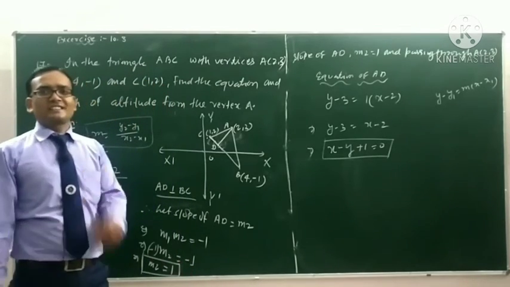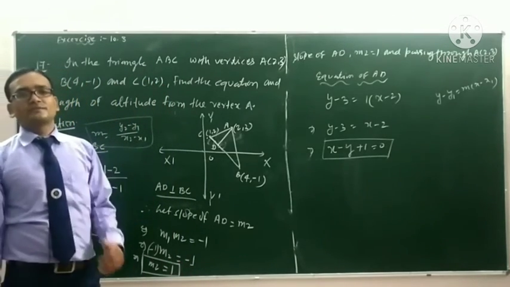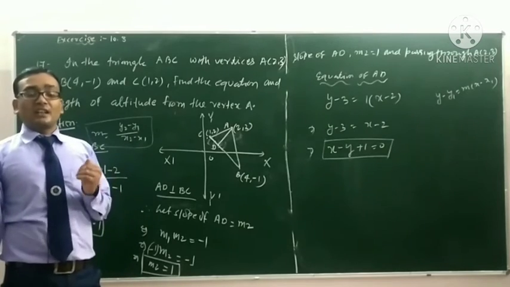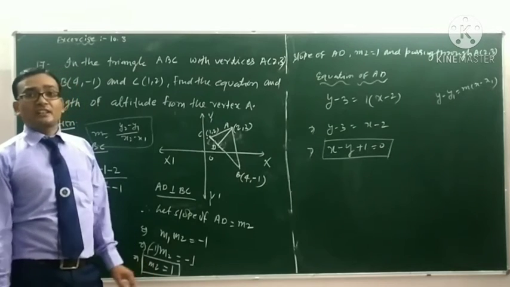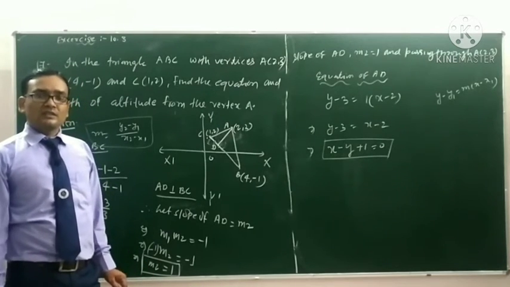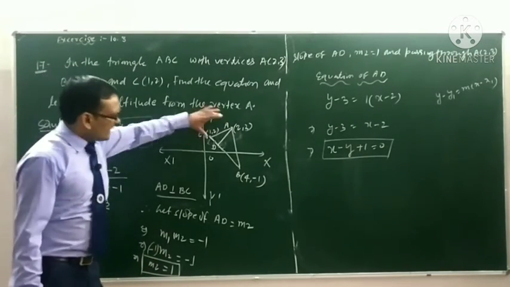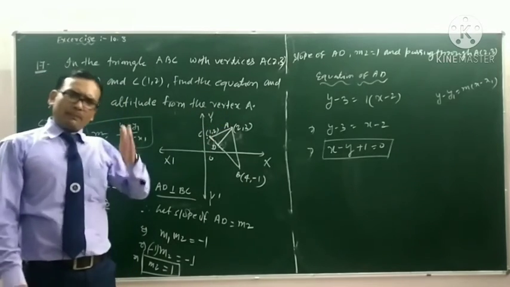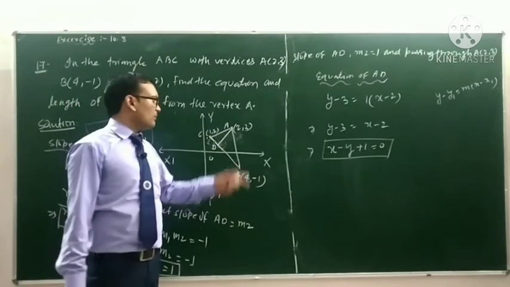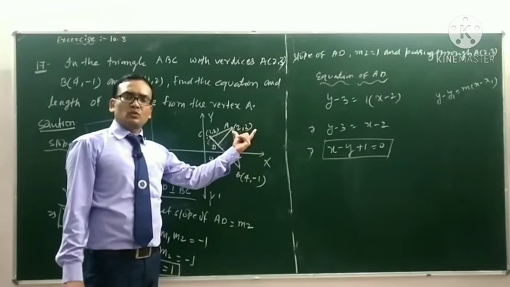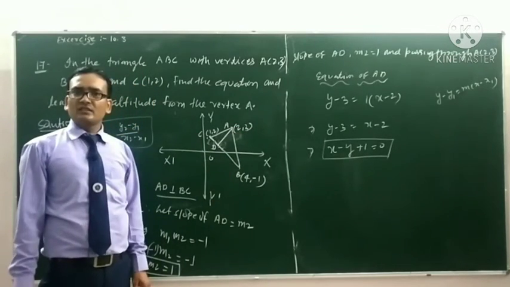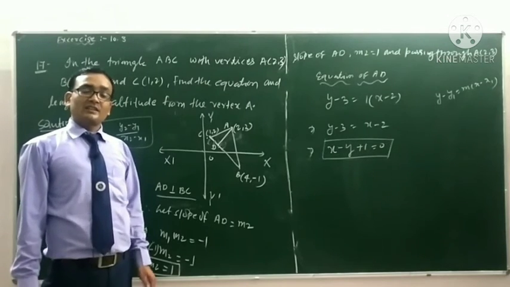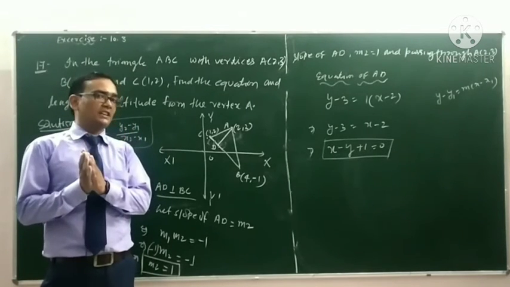Our next target is to find the length of the AD. Find the length of the AD. Here AD is the perpendicular distance from the point 2, 3 on the line BC. Okay students, then we find the equation of BC.